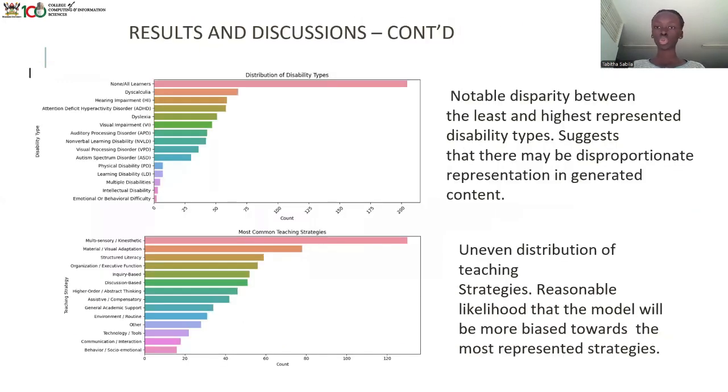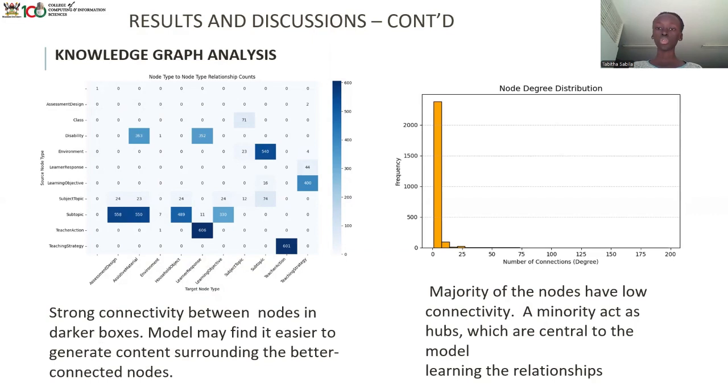When you look at the next two graphs that we have, you can see that there's an imbalance between the most represented class and the lowest represented class. This means that the model is going to be biased during generation of content, and it's not going to be able to generalize as well for the lower represented classes when compared to the most represented classes. When you look at the node degree distribution, you can see again that the majority of nodes have low connectivity, which actually fits into the results we have from the heat map. A minority of them do act as hubs, central for the model learning relationships between the different nodes that exist in our graph.